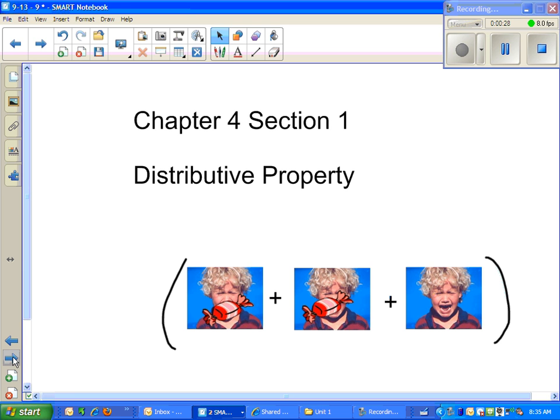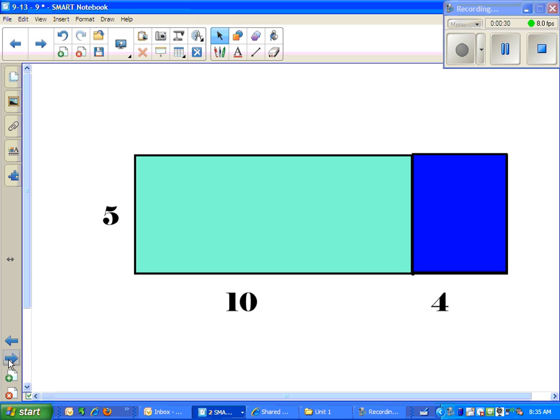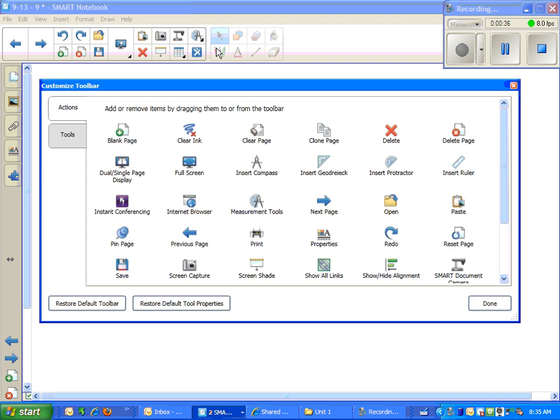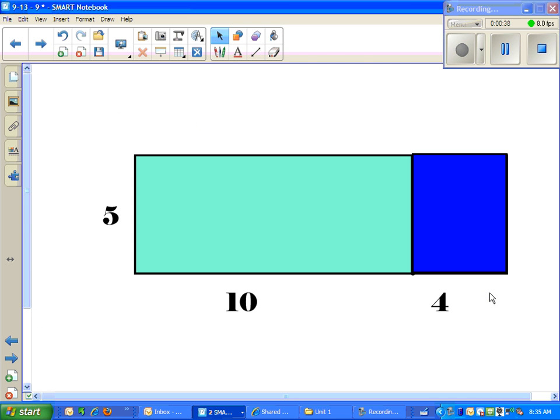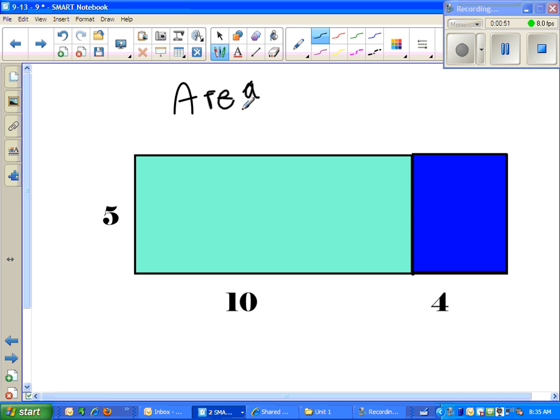Anyways, Chapter 4, Section 1. Okay, so how would you solve this problem here if you're looking for the area of this particular shape here? So if I told you find the area of this particular shape, the whole thing.